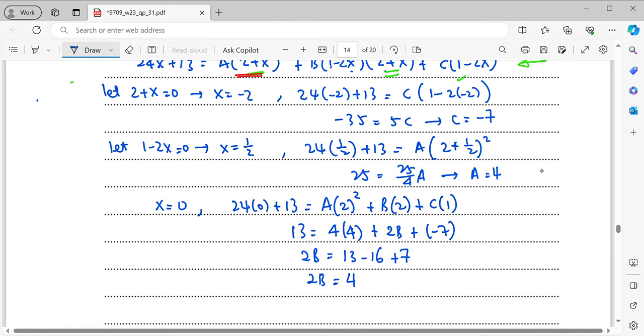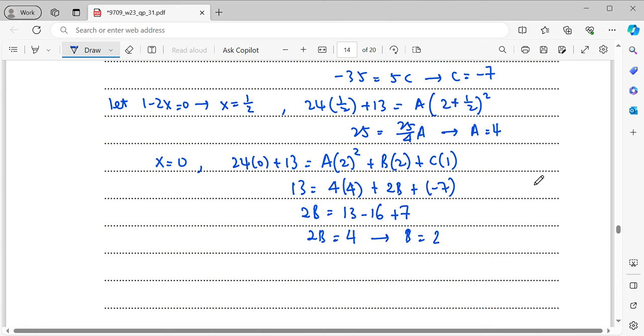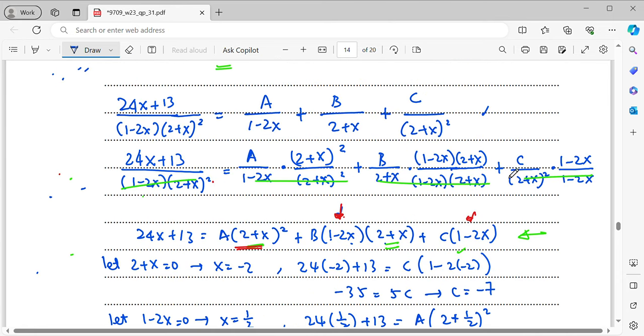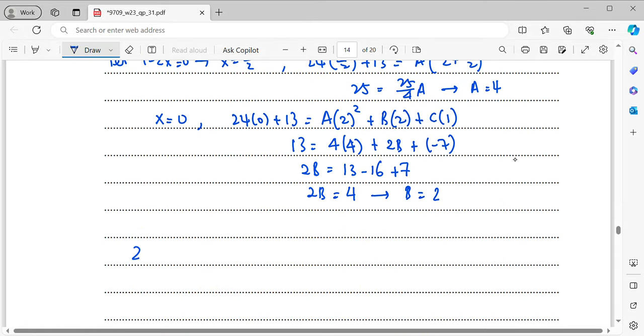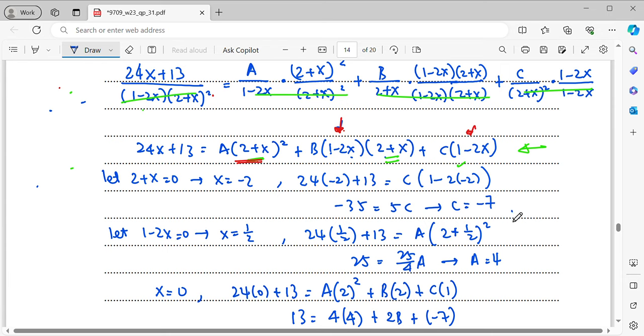Okay, so then my b is going to be 4 over 2, which is 2. So now final answer, just rewrite. So 24x plus 13 over 1 minus 2x times 2 plus x, it will be a over first term. So a is 4, so a over 1 minus 2x, there's a squared here, plus b over 2 plus x, okay, plus c. C is minus 7.